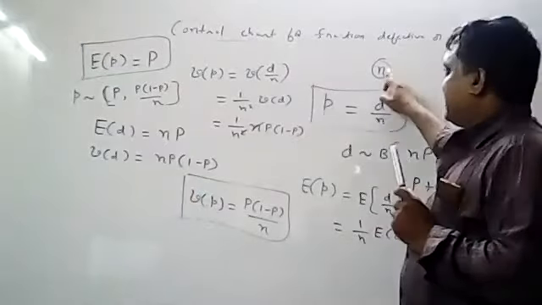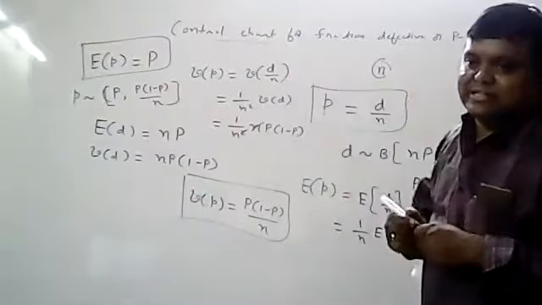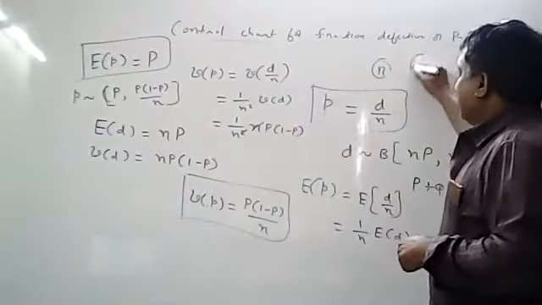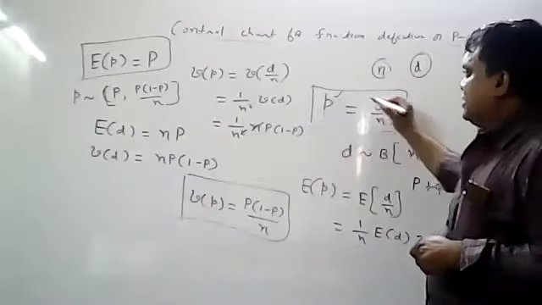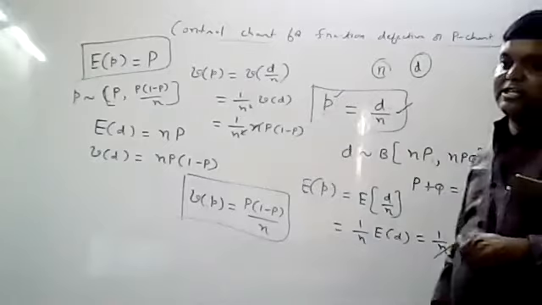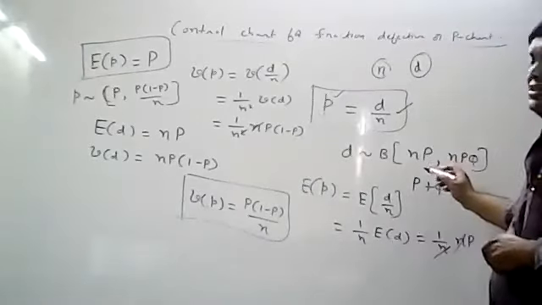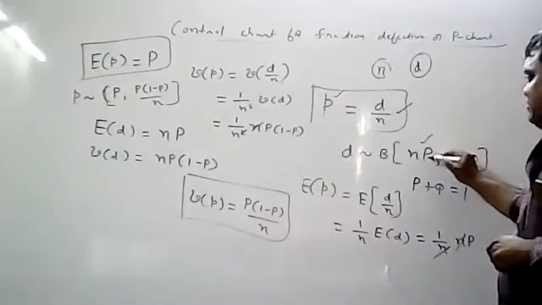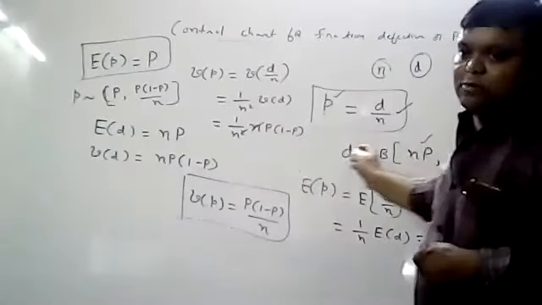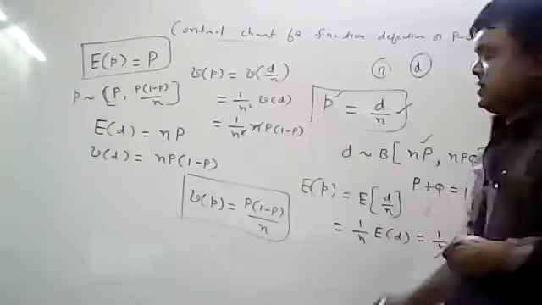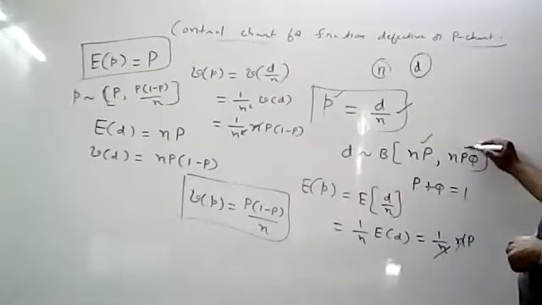So what I am considering, n is the sample size. Let d be the number of defectives. Then the sample proportion defective is d by n. Then d follows which distribution? Binomial distribution. So the mean of the binomial distribution is np. Why am I considering capital P? Capital P is called the population proportion, that is called success. So capital P and then npq.